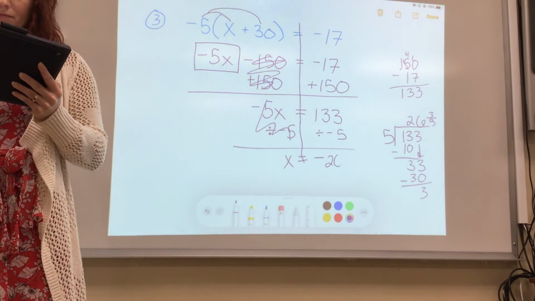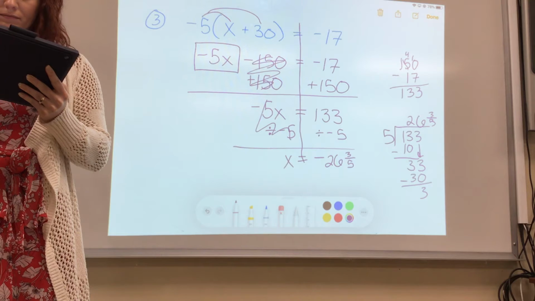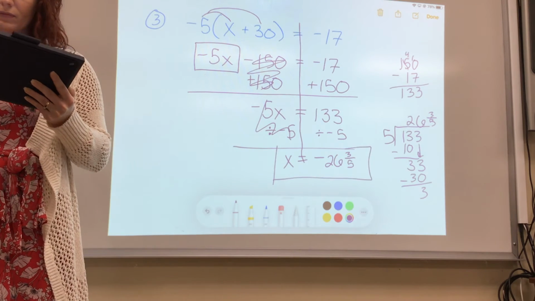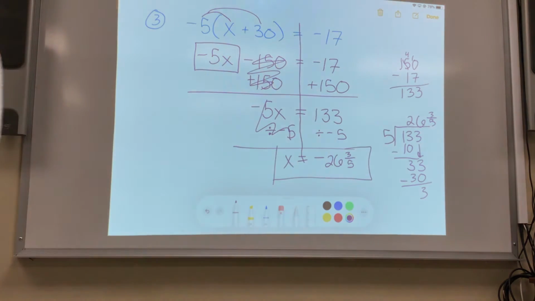I just put 26.6. You could, yep. If you want to make it a decimal, that's fine. You could divide it like that. I just think the fraction is easier.